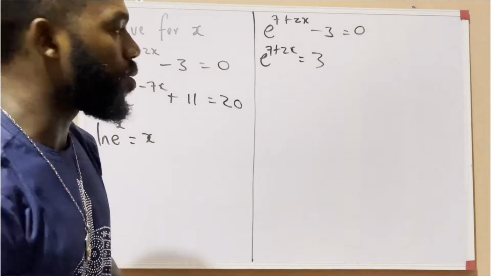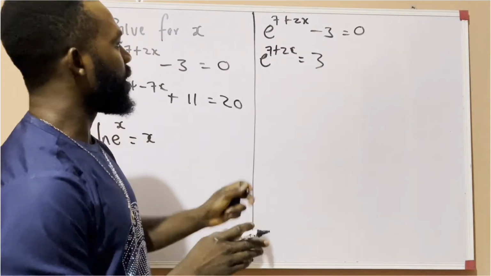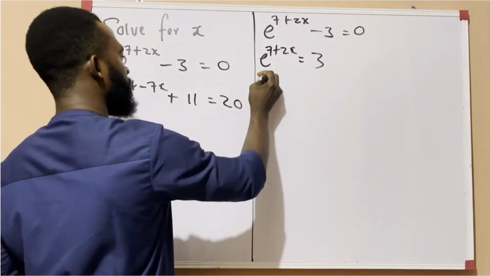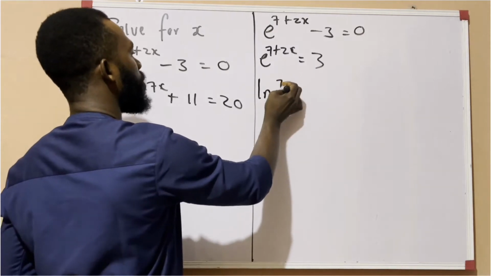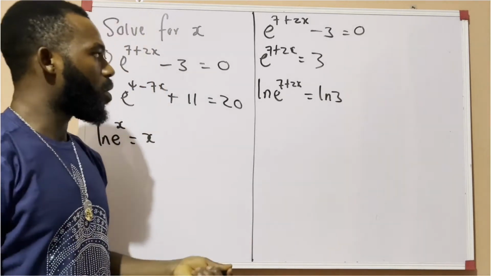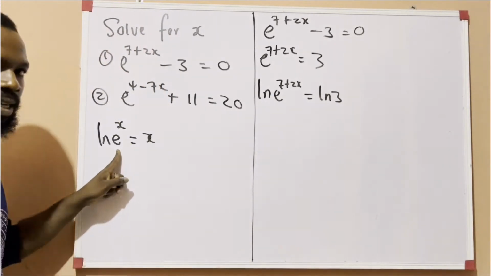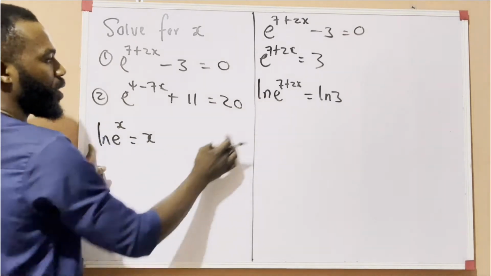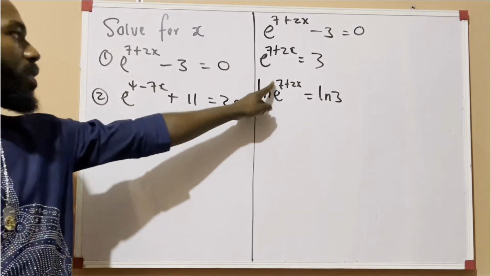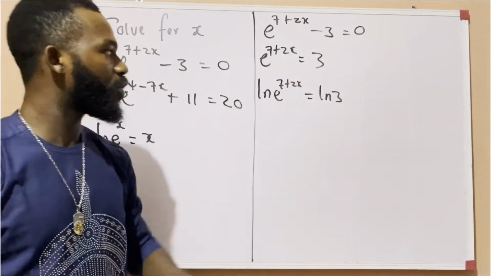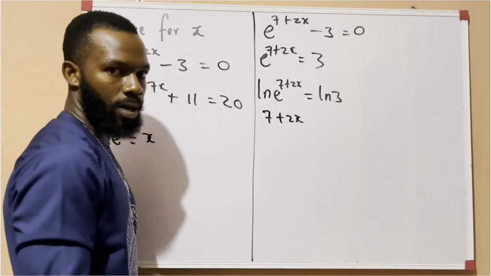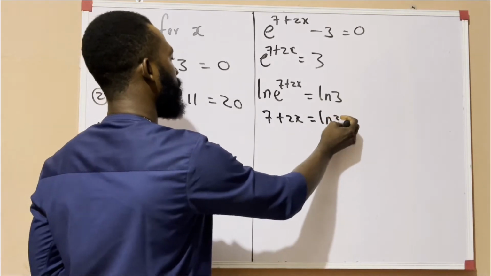Now, what we're going to do next is take the natural logarithm of both sides of the equation. So here becomes ln e raised to the power of 7 plus 2x is equal to ln 3. Okay. Now, if you see this and you see this, you will notice that they are the same. I have ln e raised to the power of x, and I have 7 plus 2x in place of x. So ln e raised to the power of 7 plus 2x is the same thing as 7 plus 2x. Okay, now equal to the natural logarithm of 3.